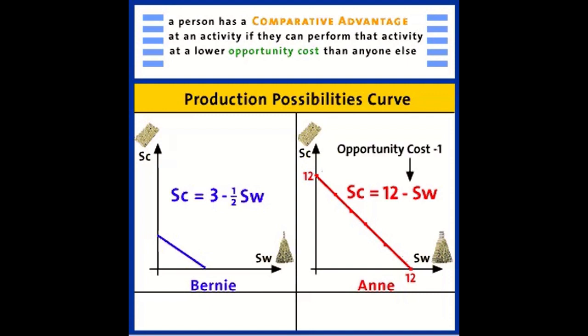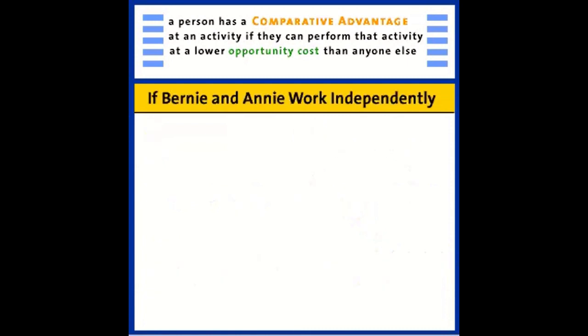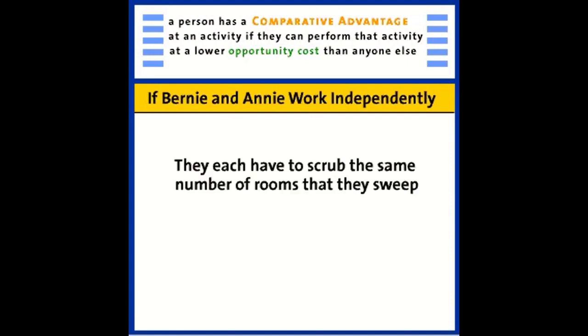If Bernie and Ann work independently of each other and don't cooperate, then let's suppose that each of them has to sweep the same number of rooms that they scrub. You go to a house and it's got 2 rooms in it. You've got to sweep each room and you have to scrub each room in order to clean that house. So the question is, if Bernie and Ann have to sweep and scrub the same number of rooms each, that is, Bernie has to sweep, say, 2 rooms and scrub 2 rooms, and Ann has to, say, sweep 6 rooms and scrub 6 rooms, well, what numbers are going to work out?